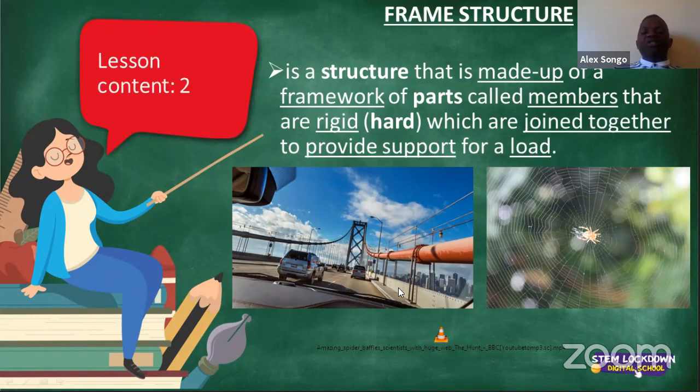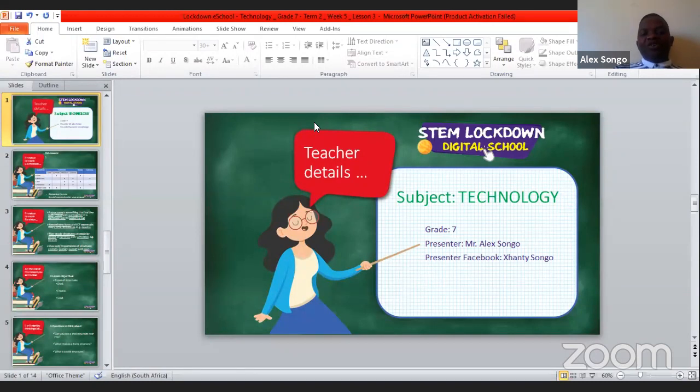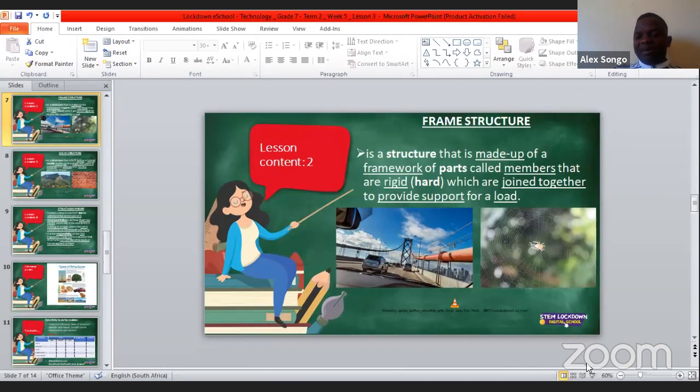One is a bridge, which is obviously man-made. The second one is a spider's web, which is obviously natural, made by the spider. I want to share with you a very interesting video that I saw, a video that actually speaks about how a spider makes its web. Beautiful video, ladies and gentlemen.